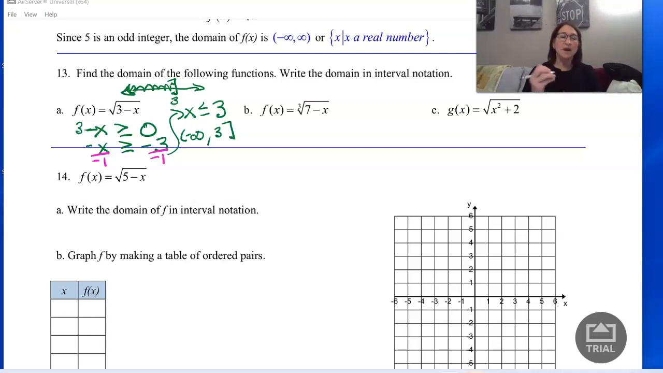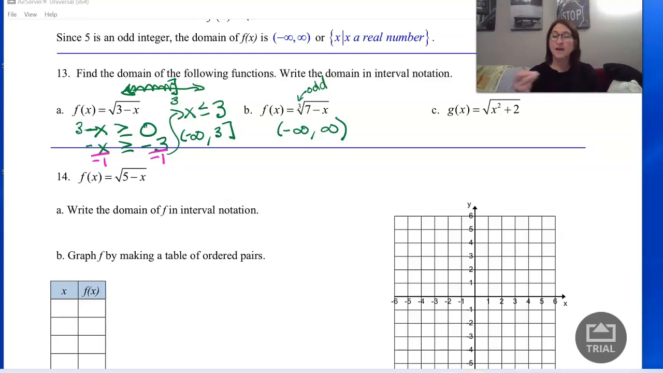Okay. So for B, I have an odd index. So right away, I know that I don't have to worry about restrictions on the domain. That my domain is going to be negative infinity to positive infinity. Now for G.